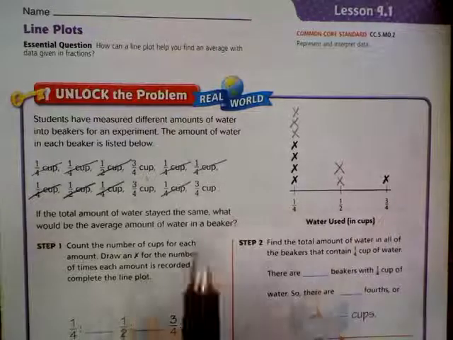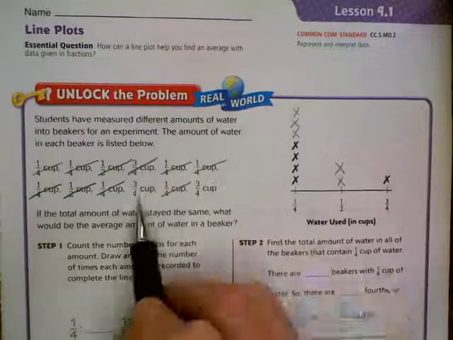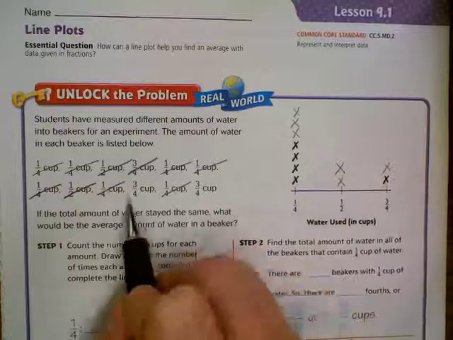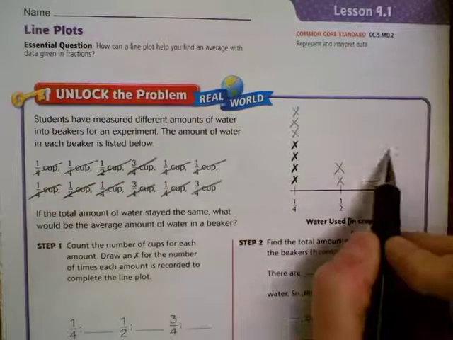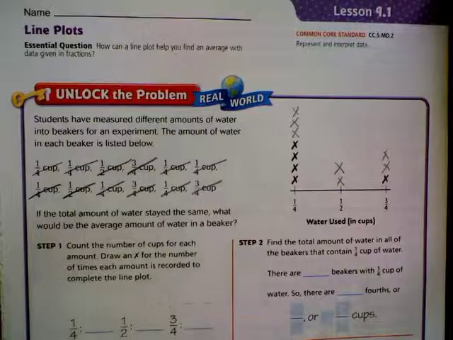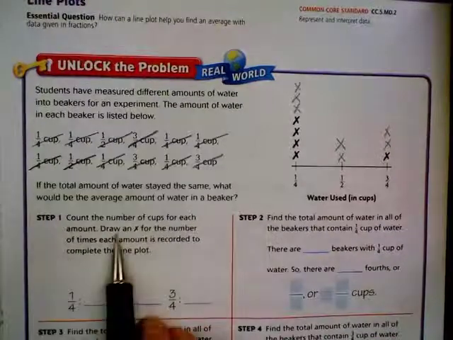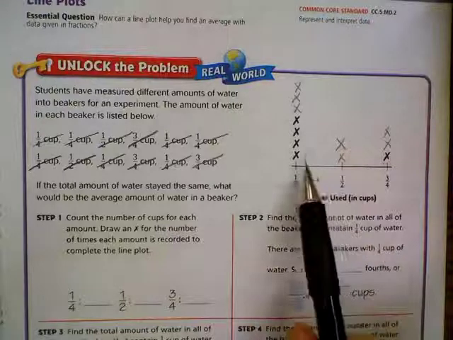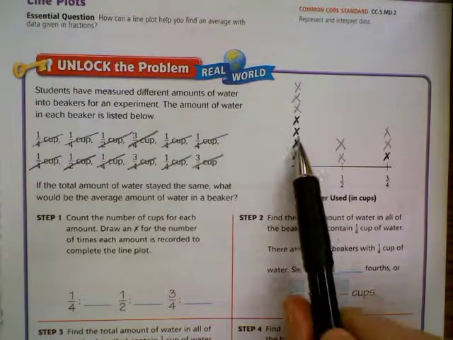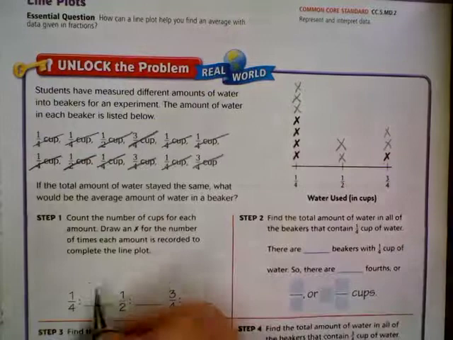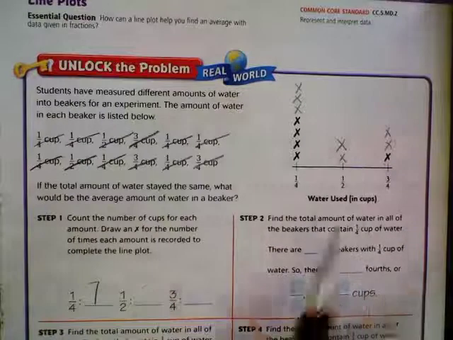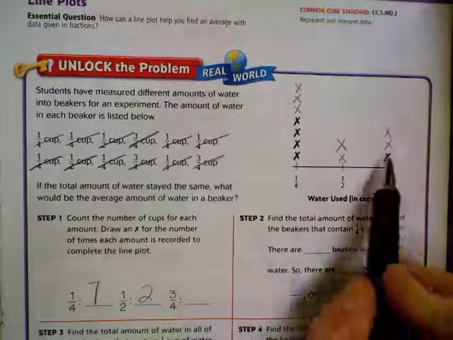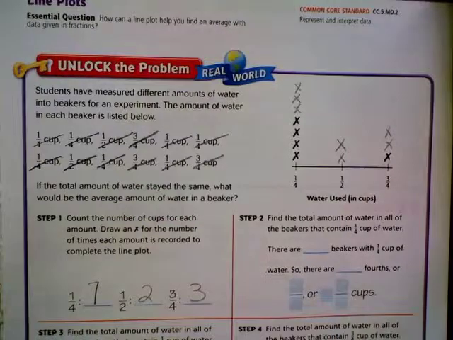3/4 cup, they've already marked one of the 3/4 cups for us. We need to mark the next one and then the last one. So there's 3 of the 3/4 cups. Now we want to count the number of cups in each amount. We've already put the X for each one of the numbers. So like we said, we have 7 quarter cups, 2 half cups, and 3 three-quarter cups.